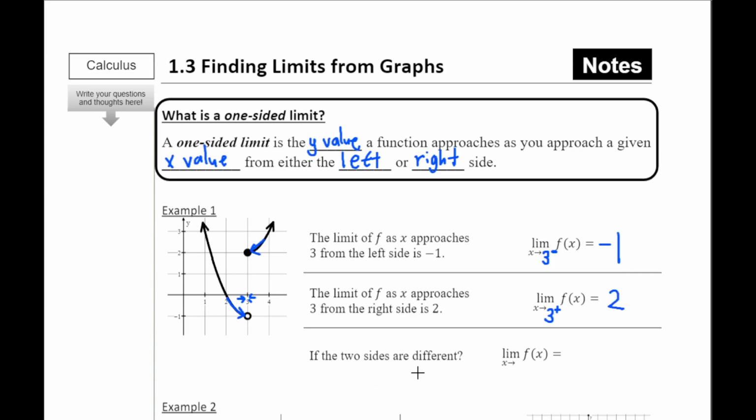So you can see here how the left-hand limit and the right-hand limit are different. If the left and the right-hand limit are different, this is what we call the general limit. The general limit only exists if the left-hand limit is equal to the right-hand limit. But -1 is not equal to 2, so therefore this limit does not exist.